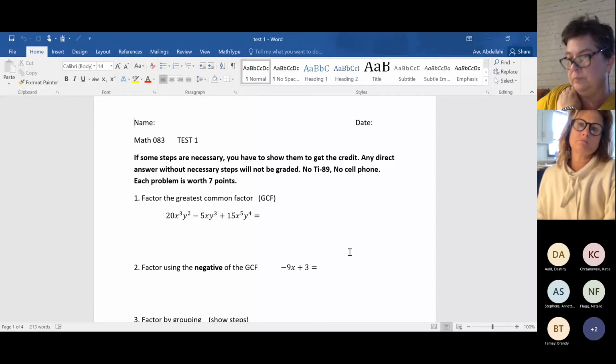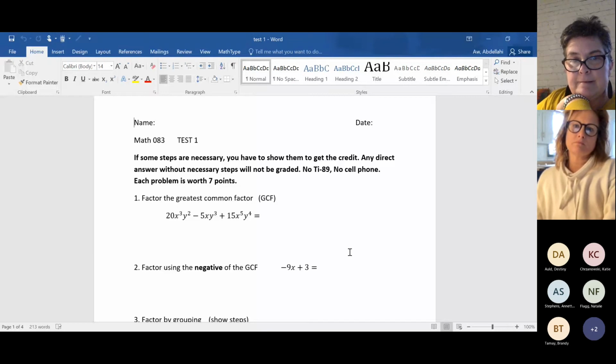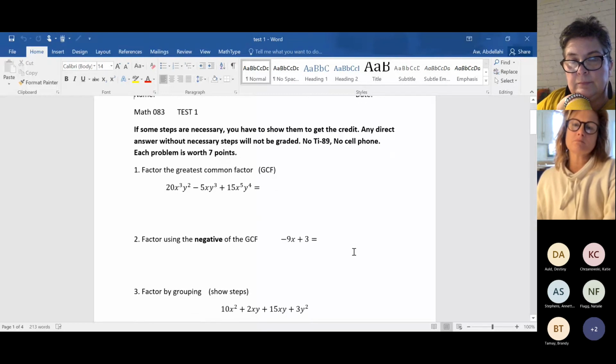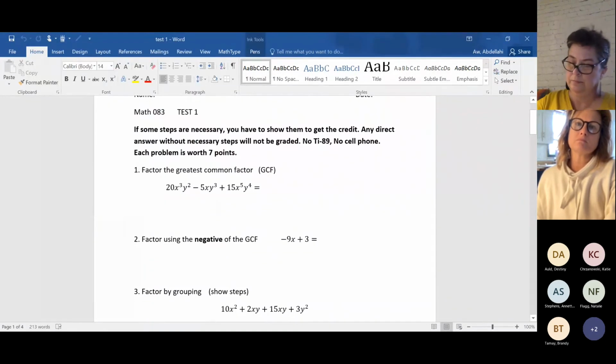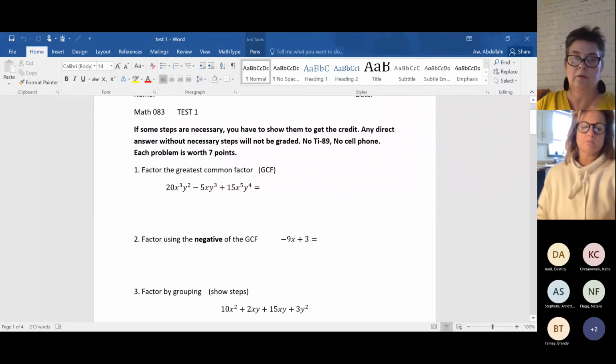Another way to refresh memories is to go over the tests we did. Pretty much all the tests, test 1, test 2, test 3, cover all the topics. So we're going to go over them in order to refresh our memories. What you see here is test number 1. Everybody see that? Okay, that is test number 1.